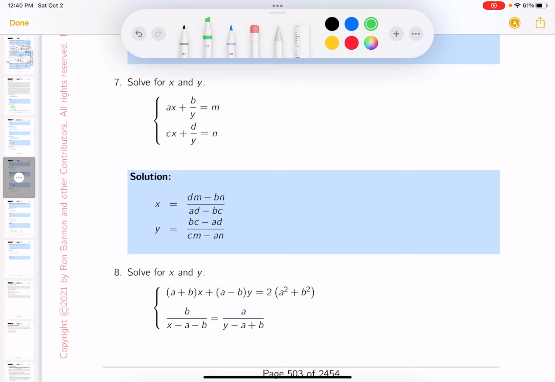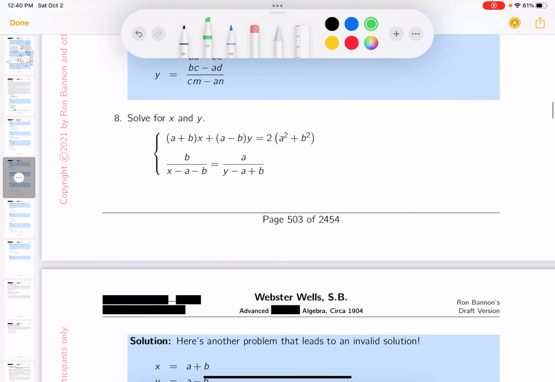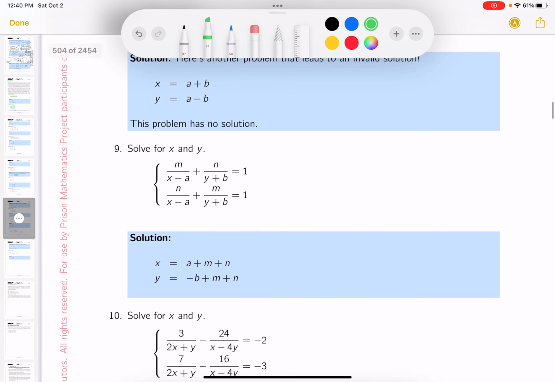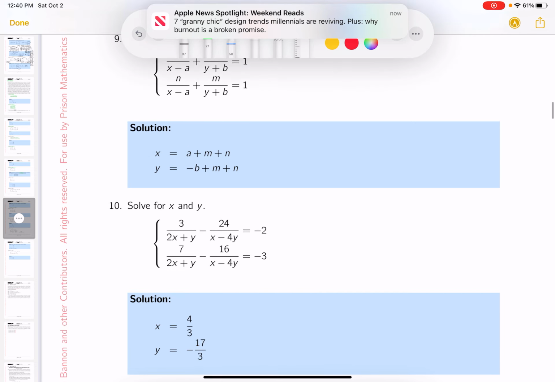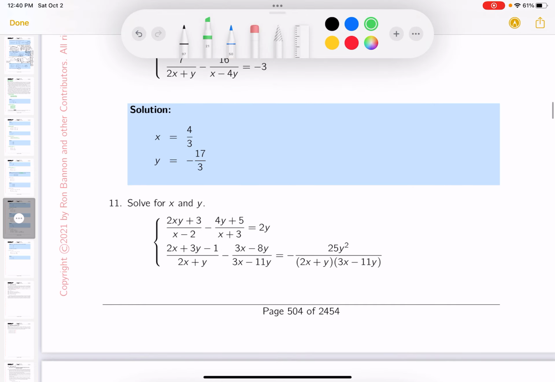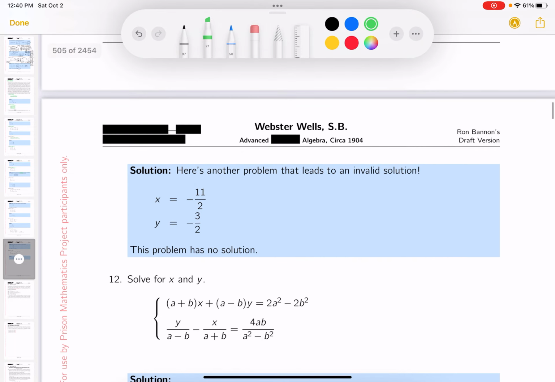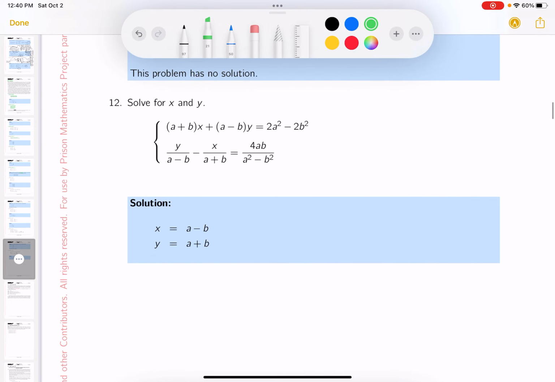Number 7 looks like an interesting problem to me. 8 looks interesting to me. They really do. It's something you wouldn't see in a standard algebra course nowadays. They really give you really dry, simple problems. Number 9 looks interesting to me. Number 10 looks interesting to me. Number 11 looks interesting to me. They look like they're going to challenge me, and I like to be challenged.